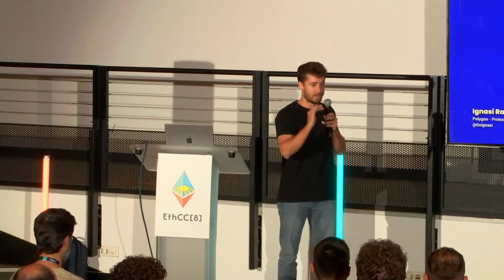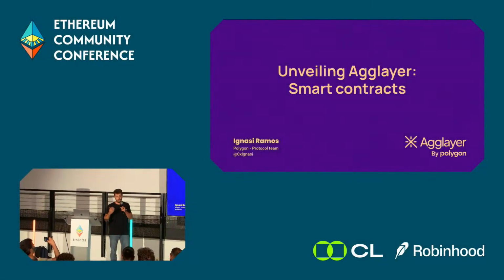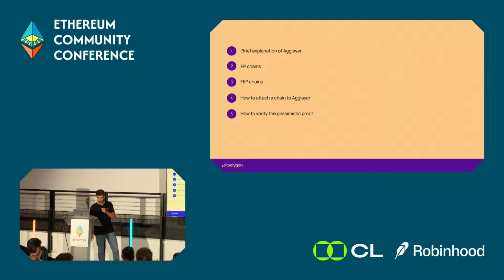This track is called Built on Ethereum. So I will try to dive a bit into the smart contracts, the code, and how it works. But before this, I need to give some context about the aggLayer so that everybody can better understand the code. So let's go. We only have like 12 minutes, so I will go a bit fast.